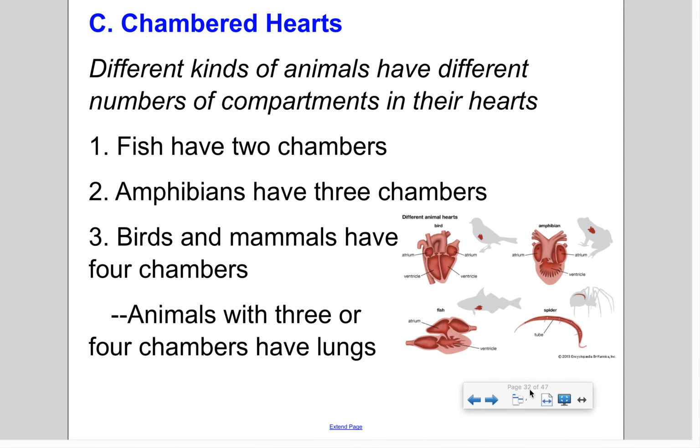So this leads me to chambered hearts for the closed circulatory system. Fish have a two-chamber heart, an atrium and a ventricle. Amphibians have three, two atriums and a ventricle. Birds and mammals have four, two atriums and two ventricles. Animals that have three or four chambers have lungs. Fish do not, they have gills.